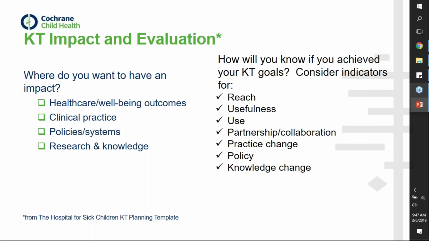And so when you're figuring out whether or not you've reached your KT goals, there's a number of indicators that you can look at. And so I've listed a number here, and this is based on a KT planning template that was developed through the Hospital for Sick Children, and they have more details online. But when we're thinking about reach indicators, this is looking at basically your reach. How many tools have you distributed? How many have been requested? How many downloads or hits did you get on your website? And other kinds of media exposure indicators.